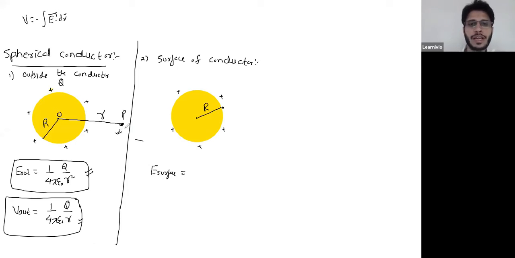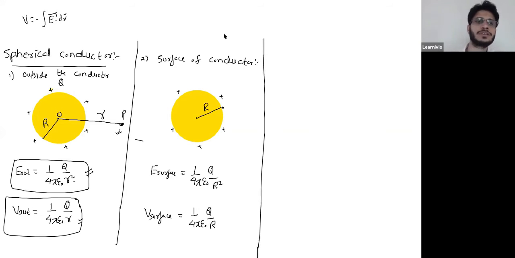When I'm calculating outside, I'm using small r. When I'm calculating on the surface, instead of small r, I will use capital R. Similarly, when we calculate potential on the surface, it comes out to be 1 over 4 pi epsilon naught, Q by R. This is the value of potential on the surface.